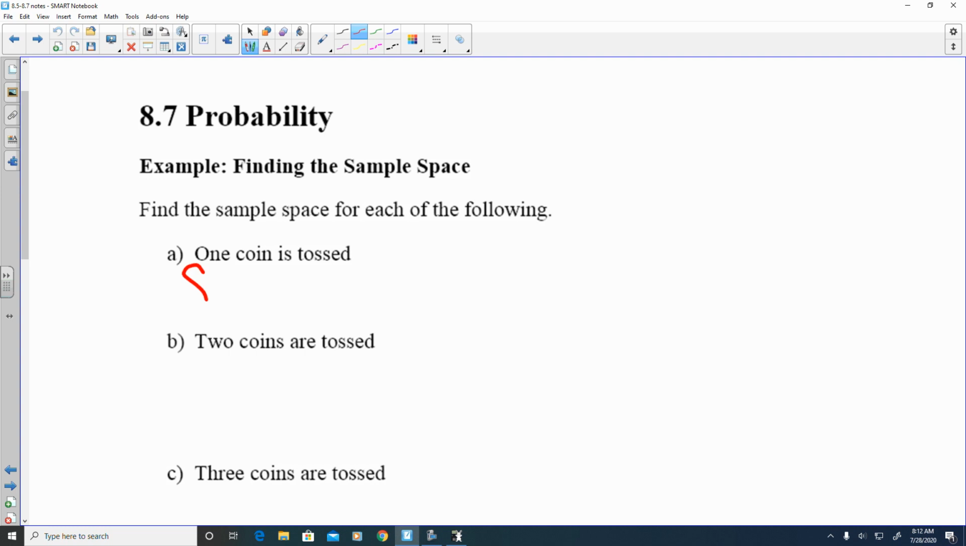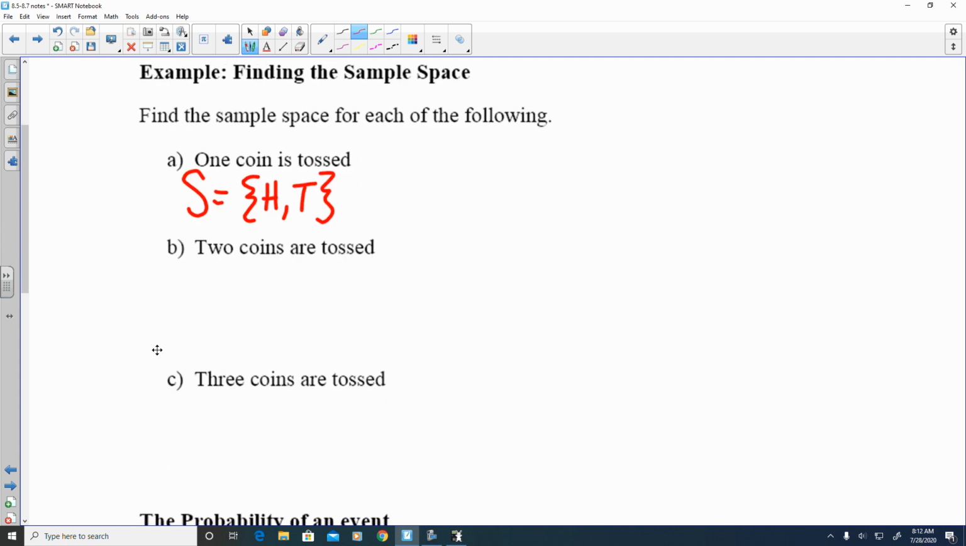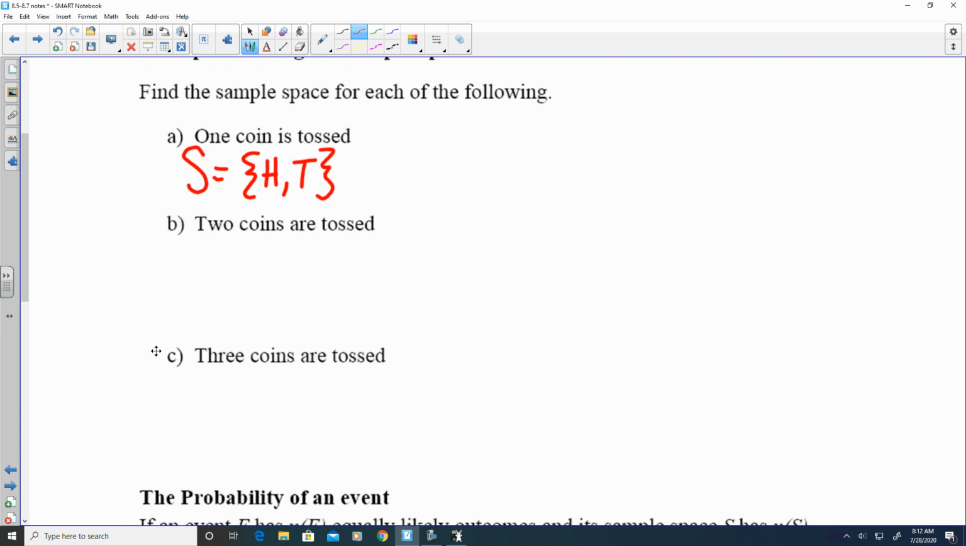So the notation is S for sample space, and normally we list all the options in these fancy brackets, heads and tails. That's it. Letter B, if two coins are tossed, we have to think about all the options. If I flip two coins simultaneously, what are the listed options? So I could have heads, heads, heads, tails, because it matters which coin has the heads and which coin has the tails. Then tails, heads can also be listed, and tails, tails can be listed.